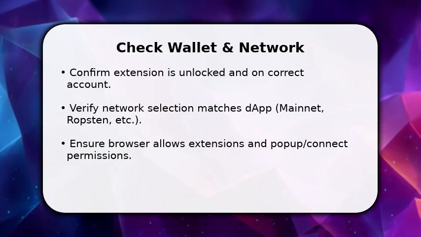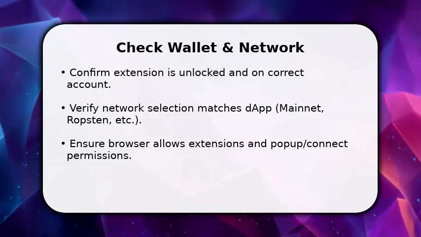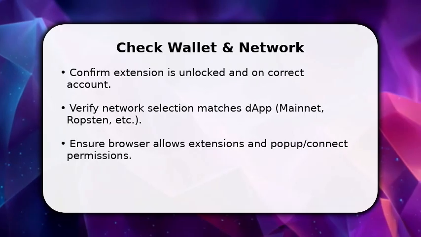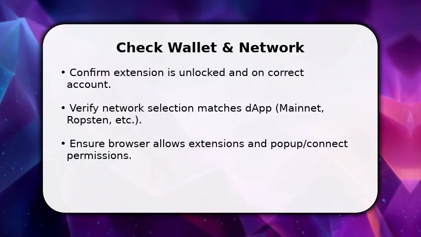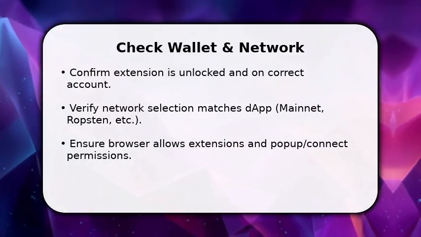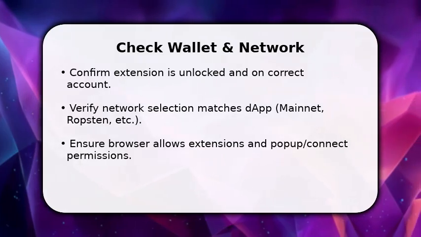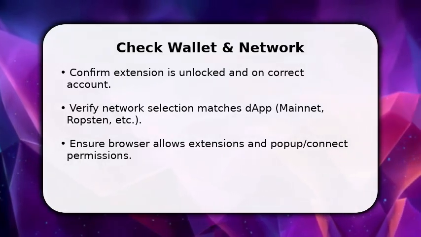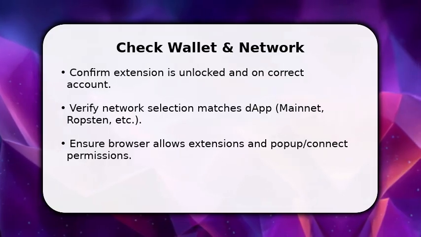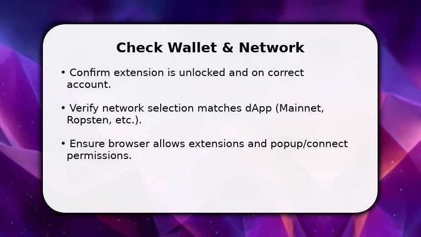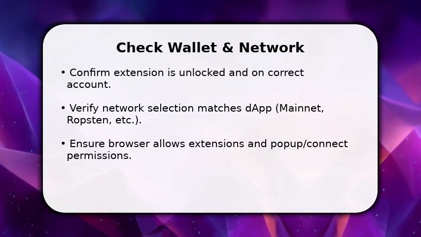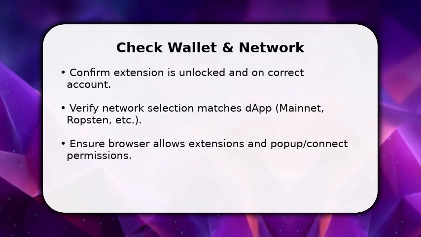You start by confirming your wallet is unlocked and showing the account you expect. This prevents accidental disconnected states. Next, check the network dropdown. The dApp's chain must match your selected network, otherwise the dApp won't connect. Also, make sure your browser hasn't blocked MetaMask pop-ups or extension requests. Grant site permission to access the extension.